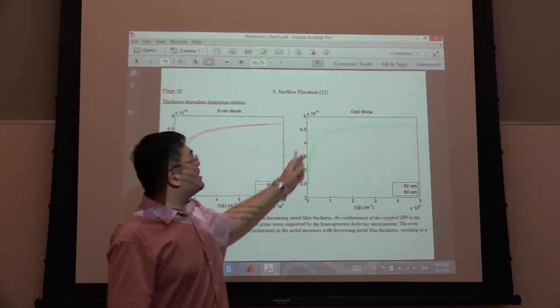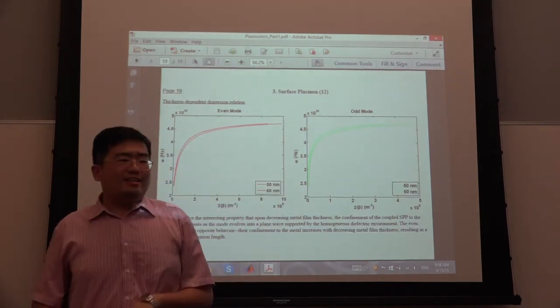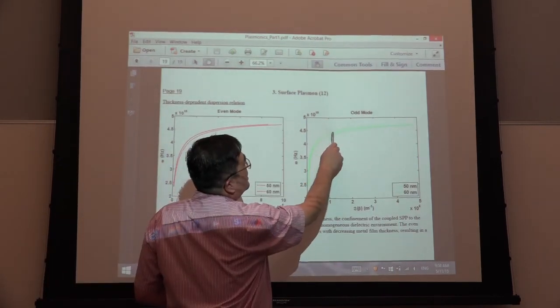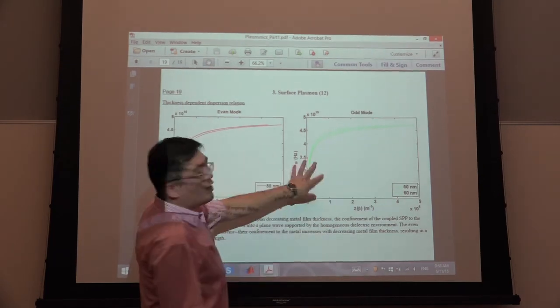Right, but no, it's not the same, it's a green color. Which one is which? Right. Which one is which? This is the same. This is the same. Oh, okay, it's reversed. Okay.